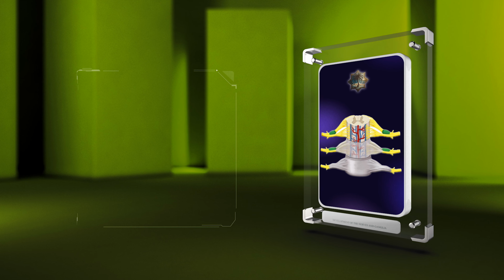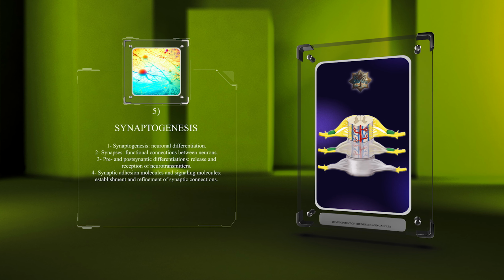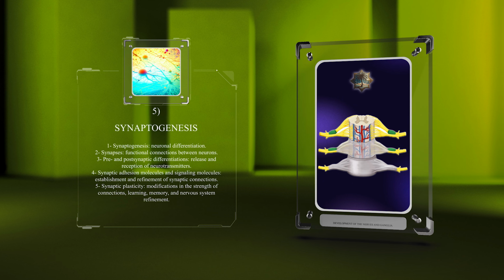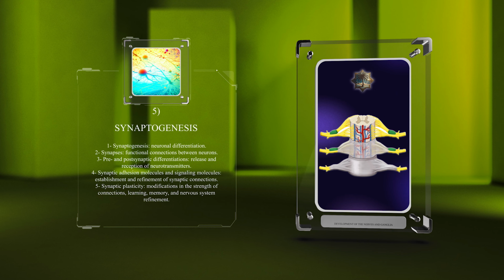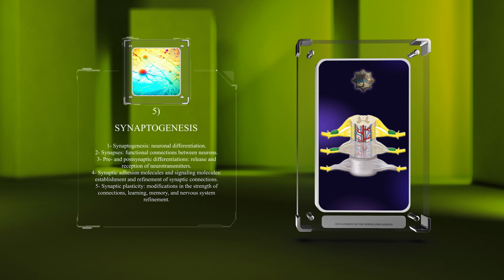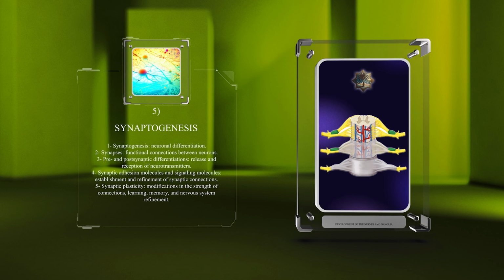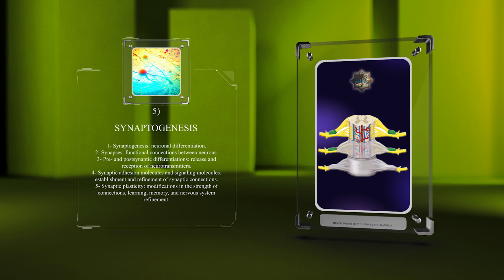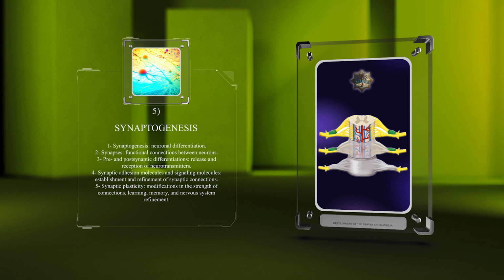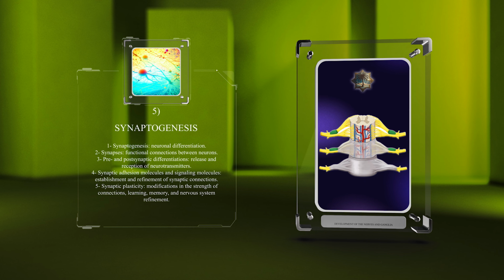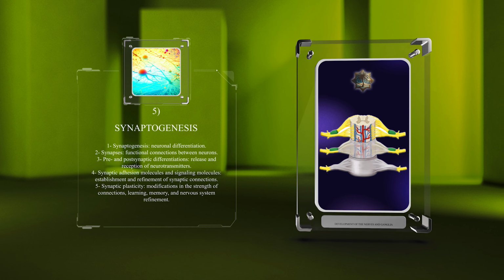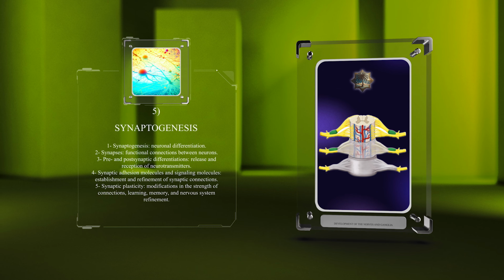Synaptogenesis marks the culmination of neuronal differentiation, as synapses are the functional connections between neurons. Pre- and postsynaptic differentiations occur, enabling the release and reception of neurotransmitters respectively. Various synaptic adhesion molecules and signaling molecules play crucial roles in establishing and refining synaptic connections. Furthermore, synaptic plasticity allows for modifications in the strength of connections and contributes to learning, memory, and nervous system refinement.